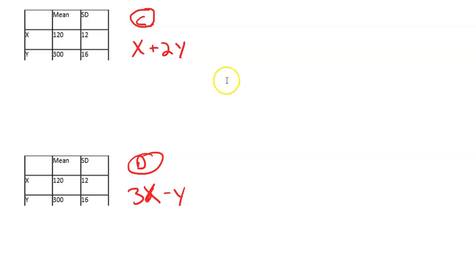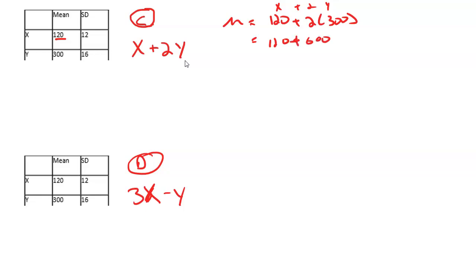Okay, so let's go to part C of this problem where it is x plus 2y. For my mean, once again, it stays the same where I just plug in the numbers. So I'm going to get x is 120 plus 2 times y, which is 300. See, that is x plus 2y. And so I get 120 plus 600. And that is 720 will be my answer for the mean.